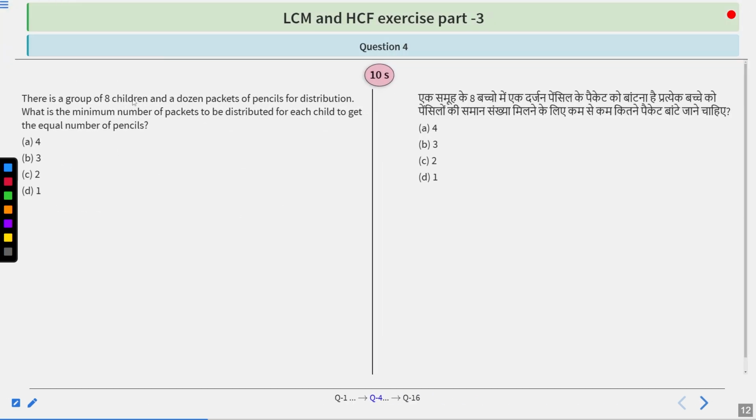There is a group of 8 children and a dozen packets of pencils for distribution. What is the minimum number of packets to be distributed for each child to get an equal number of pencils? Options are 4, 3, 2, and 1.